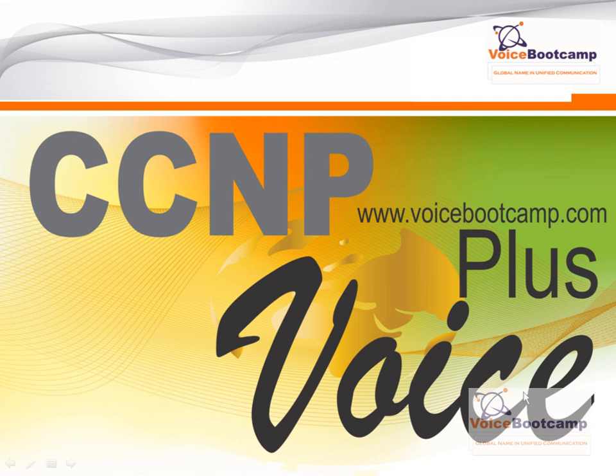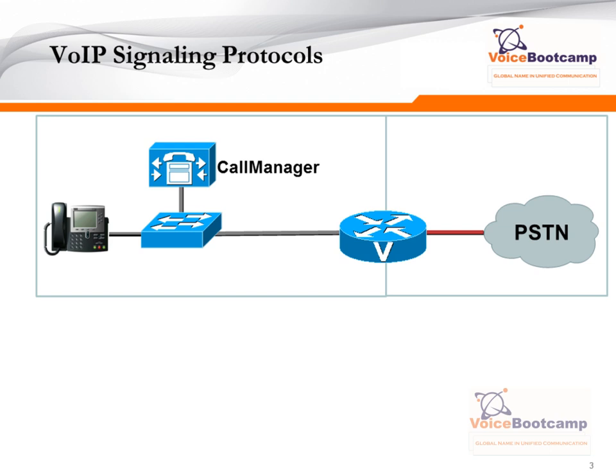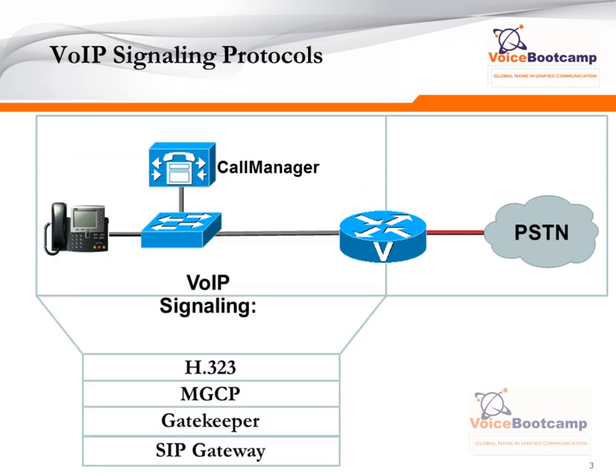In this particular chapter, we will focus on voice gateways and signaling protocol. Signaling protocol is one of the most important parts of the unified communication infrastructure. It provides a set of instructions on how two devices will communicate and the capabilities that they can support. The signaling protocols that we will talk about are H323, MGCP (Media Gateway Control Protocol), Gatekeeper, and SIP gateways.